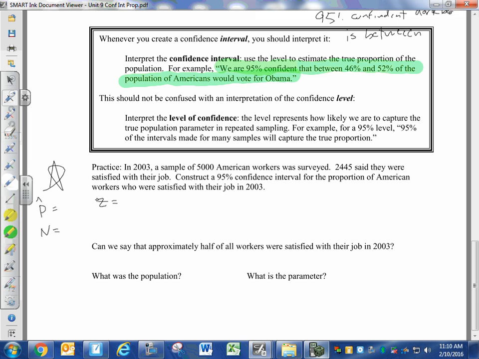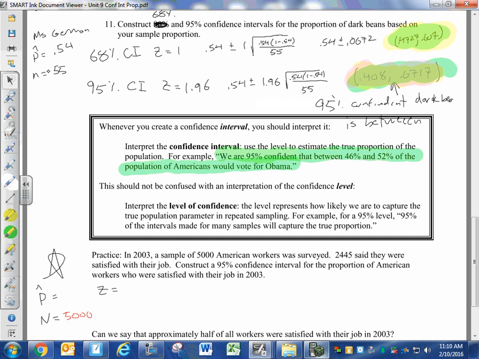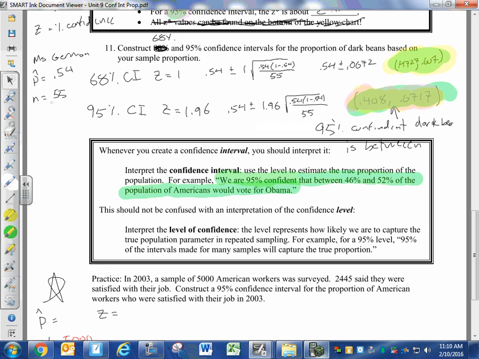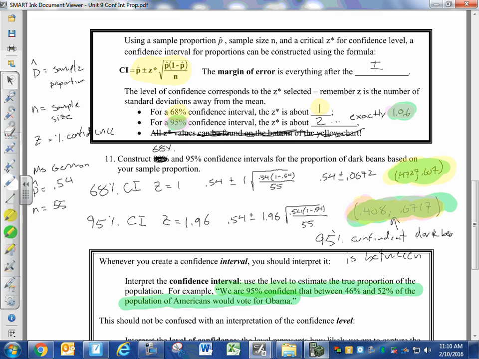Mr. Meyer, what should I use for n? There's 2 values up there, 5,000 and 2,445. Which one should I use? 2,445. No, I should be using 5,000, which is my total sample size. Make sure we write down that n is our sample size.